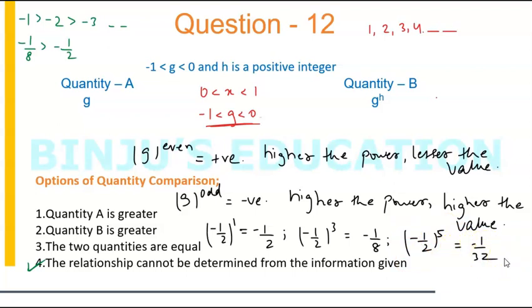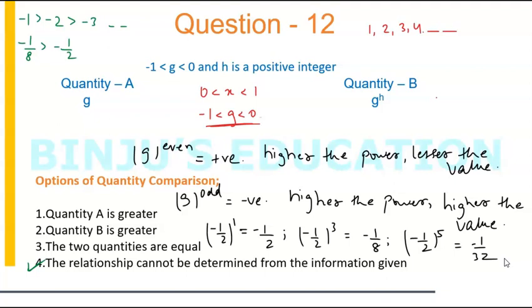And we know that in case of negative, smaller the number, effectively greater it is. So minus 1 by 32 will be greater than minus 1 by 8, which will be greater than minus half. Now if you know this concept, then you'll be like, okay, if I have minus half to the power 1, then the two things are definitely equal. But if I have anything apart from 1 as the value of h, considering h is a positive integer, then quantity B will always be greater.